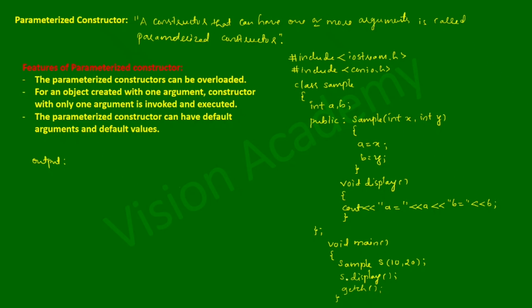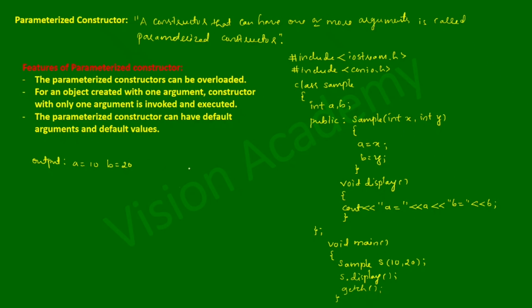So this is a function call. Whenever the compiler encounters this function call, control jumps to void display. Here, void display consisting of cout a is equal to, so it is going to print a is equal to, value of a is what, 10, and then b is equal to 20 will be printed.